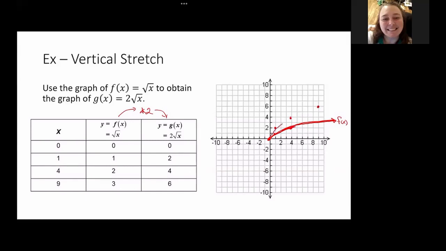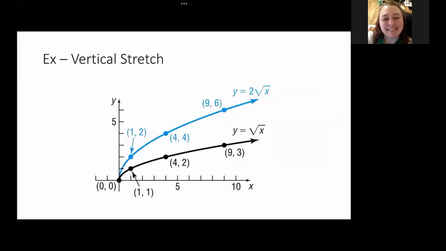Let's take a better look at what it actually is going to look like. You can see here we stretched it up. It's not evenly just pulled up because 0, 0 remained the same, but it's like it was fixed at 0, 0 and we pulled up on it, so it stretched up. It's going to stretch it up by a factor of 2 because we've got 1, 1, 1, 2. We've got 4, 2, 4, 4. We've got 9, 3, 9, 6. So it's a factor of 2. This didn't ask for domain and range, so we're not going to worry about that right now.